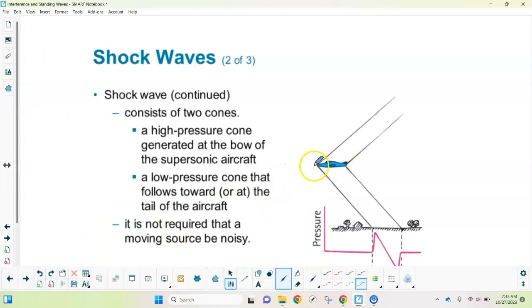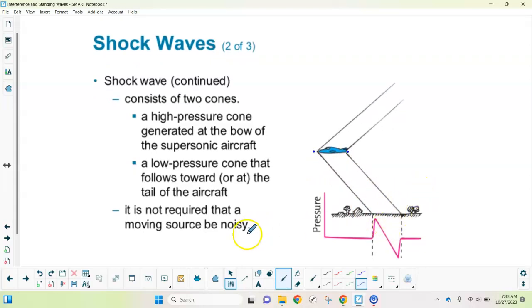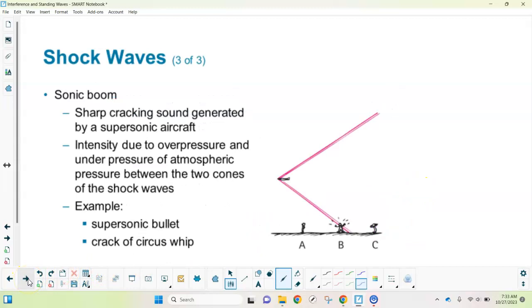It happens because there are 2 different pressure cones produced. The pressure in front of the airplane is a high pressure cone, and then afterwards a low pressure cone, and that dip creates that very loud boom that you hear. All right, so that's what happens.